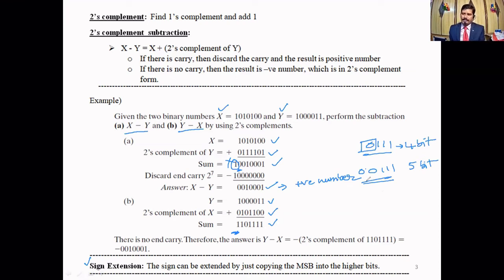That is sign extension. Suppose 1001, for example. This is in 2's complement signed numbers, right? So if you want to extend, this is actually 4 bits. Suppose you want to extend to 5 bits. Whatever the MSB is, just copy: 1, 1, 0, 0, 1. So this is the actual value. Actually this is how much? 1001.